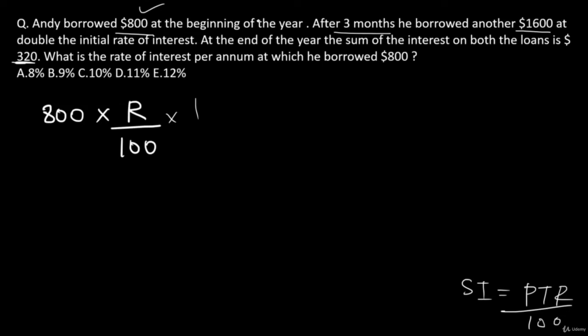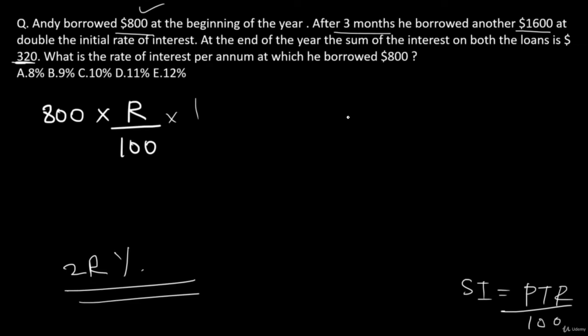Now what would be the interest on the $1,600? So that's where the tricky part is. If you are able to put both the interest rate and the time period into the same units, then you will be able to solve this question. All right, so let's take the interest as 2R percentage, because it's given that it's double the interest. And it's after 3 months. So he paid the money, that's $320, at the end of the year.